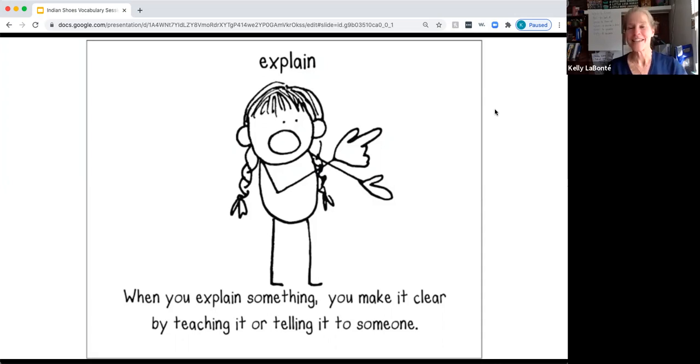All right, friends, we have thought about two more words, the word appear and explain. And we're thinking about these words so that we can use them in our own writing, and we also understand them when we come to them in our reading. Until tomorrow, happy using these words.